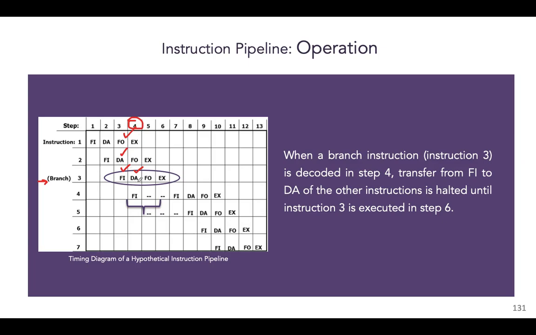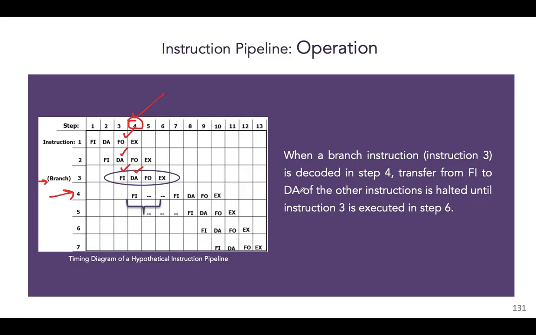But in step 4, you see, instruction 4 has already been fetched, because that's how an instruction pipeline works. When one instruction moves on to the next segment, the next instruction moves to the first segment. So when we found out that instruction 3 was in fact a branch instruction, which was in step 4, the fourth instruction had already been fetched, right?